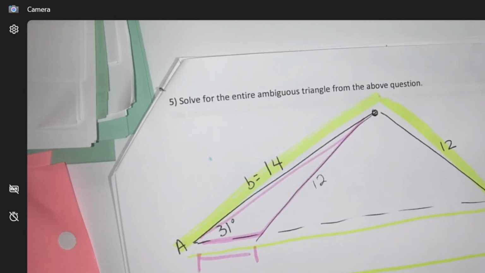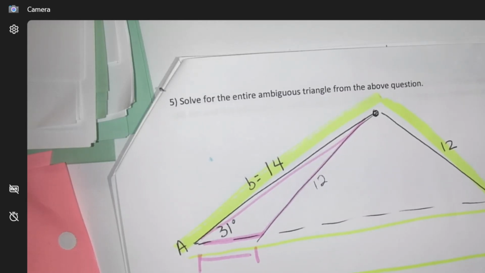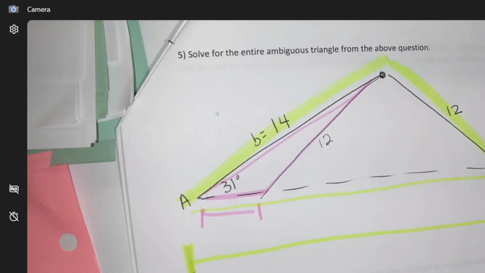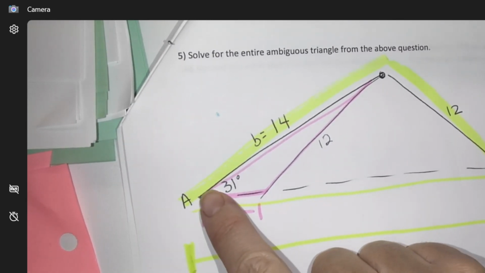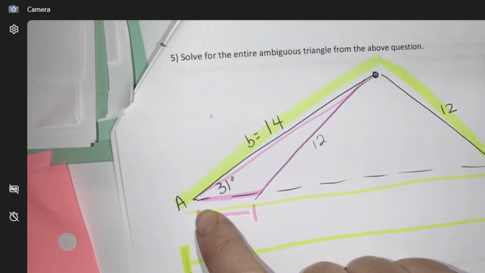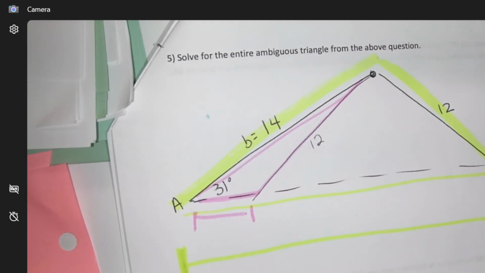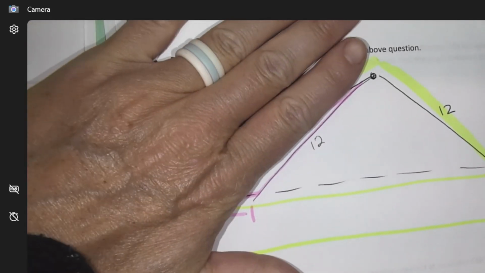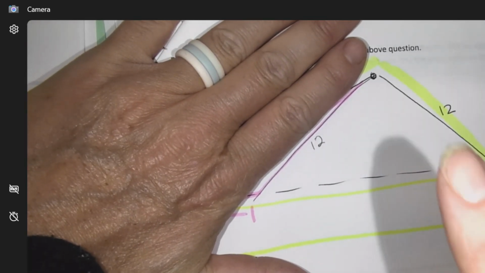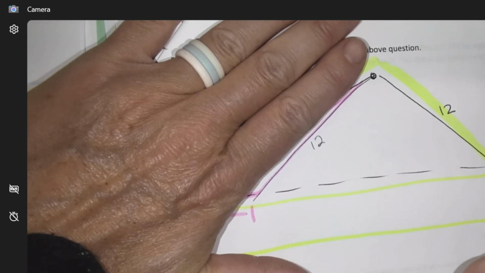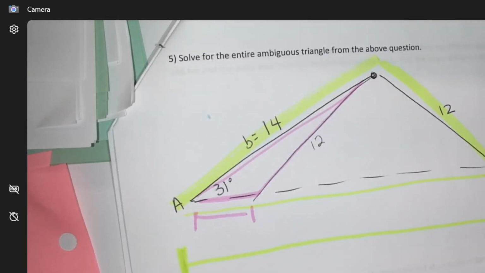Okay, so the purpose of the ambiguous triangle is to figure out the last side. So I've highlighted my triangles that say 14, 12, and what? That's what I'm looking for. I'm not looking at the other triangle over here. I don't want that one because it's 12, 12, and what? So that's not my triangle. My triangle has to have a 14 and a 12 in it.